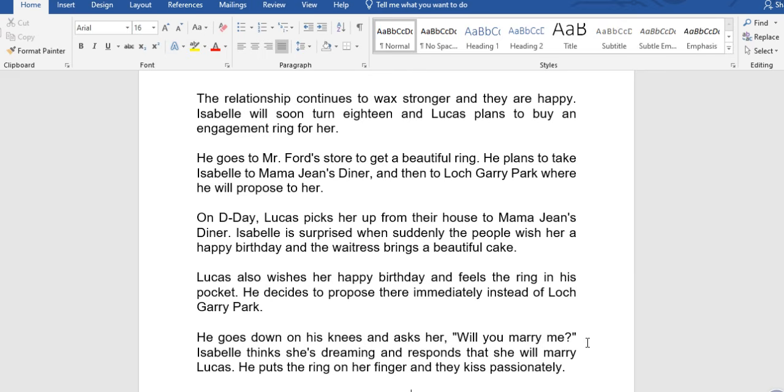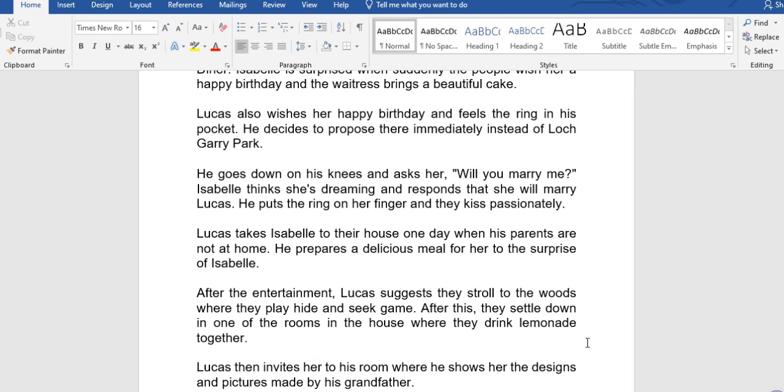On the day, Lucas picks her up from their house to Mama Jean's diner. Isabel is surprised when suddenly the people wish her a happy birthday and the waitress brings a beautiful cake. Lucas also wishes her happy birthday and feels the ring in his pocket. He decides to propose there immediately instead of Lochgarry Park.